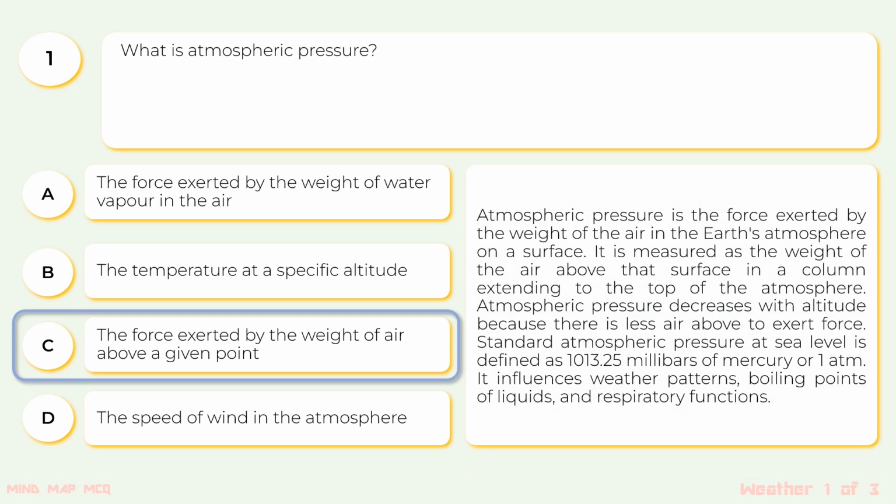Atmospheric pressure is the force exerted by the weight of the air in the Earth's atmosphere on a surface. It is measured as the weight of the air above that surface in a column extending to the top of the atmosphere. Atmospheric pressure decreases with altitude because there is less air above to exert force. Standard atmospheric pressure at sea level is defined as 1013.25 millibars of mercury or 1 atmosphere. It influences weather patterns, boiling points of liquids, and respiratory functions.